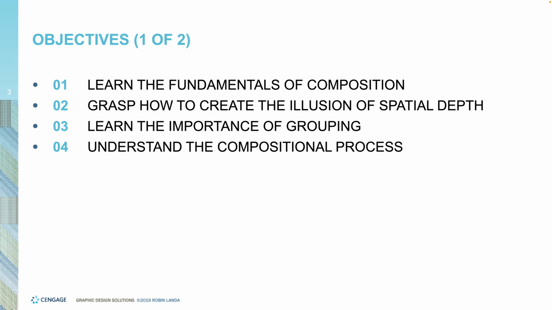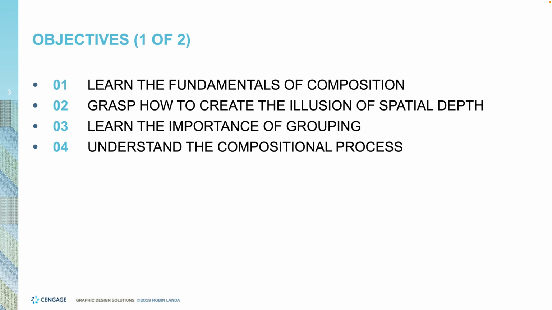But we're going to look at the fundamentals of composition, begin to grasp how to work with the illusion of spatial depth. So what is it that we can do with that? The importance of grouping. So when we start to assign or have objects, how we put the information together. And we'll talk a little bit more about that even when we get into chapter 8 when we start dealing with chunking. And understand the compositional process.